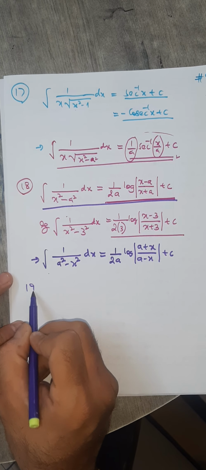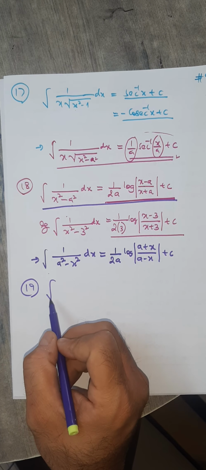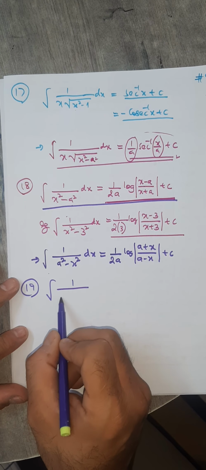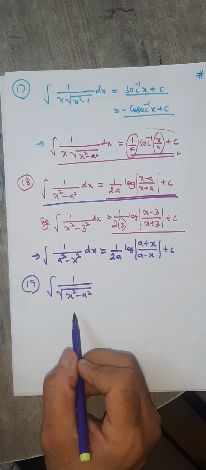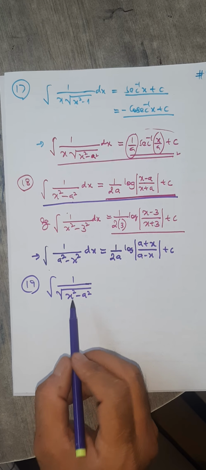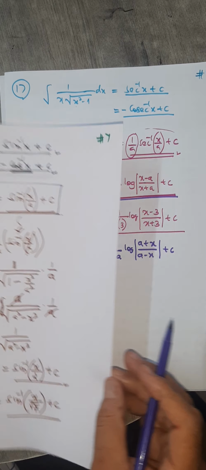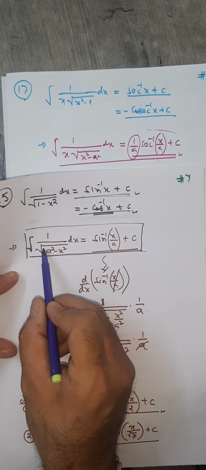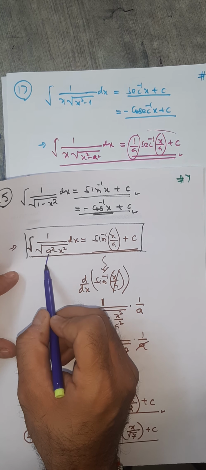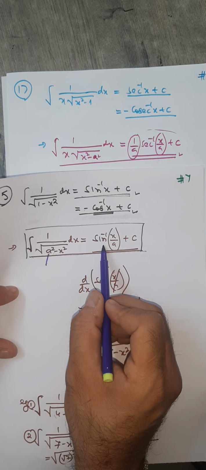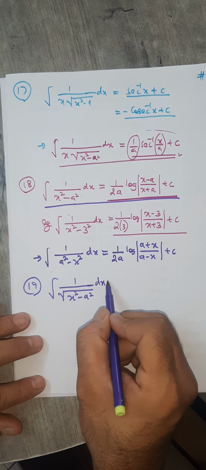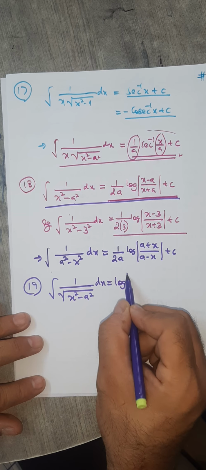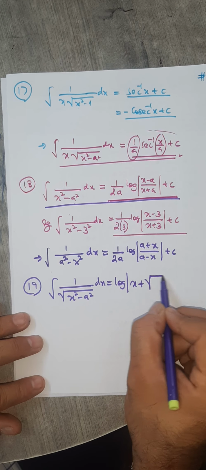The next one, 19.1 here. We have 1 upon root of x square minus a square. I must mention here, you see the difference between this and this one, 15.1. There you have root of a square minus x square, constant first. Answer is in form of sine inverse. Here variable first, and here it can be shown that the integral is log of mod of x plus the same expression.